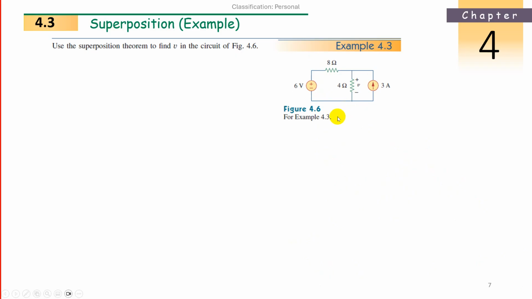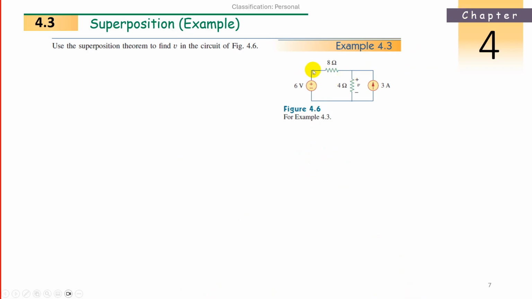Dependent sources are identified by using a diamond shape. Here, what is the shape? Circle. So it is an independent source. If it is a diamond shape, then it is a dependent source.